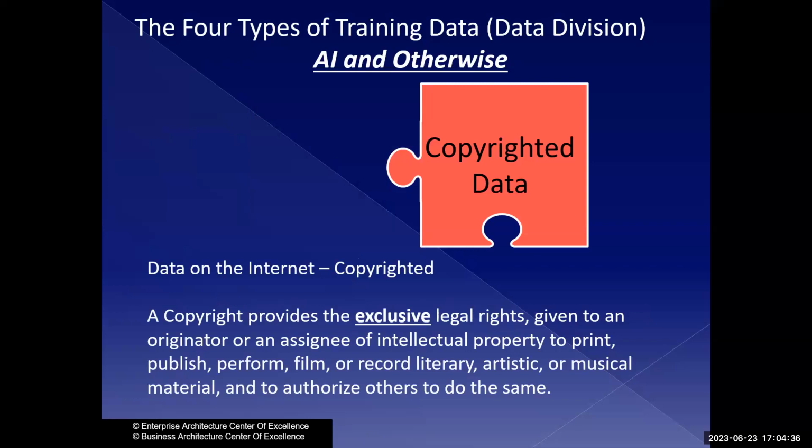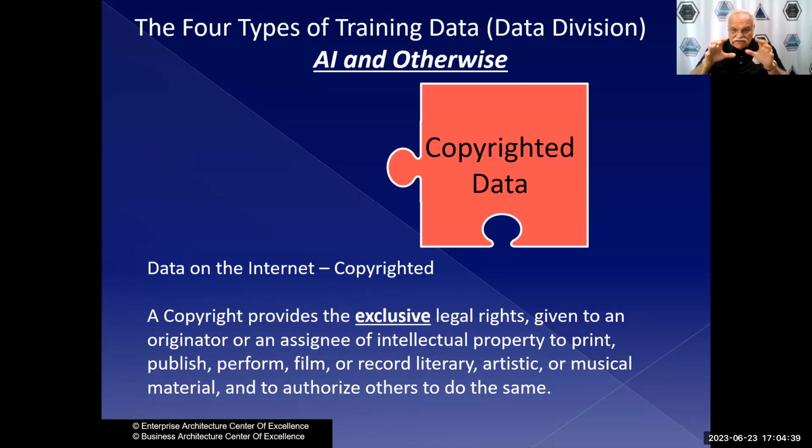is copyrighted data. And that's data that's also on the internet. And I want to explain what a copyright means if you don't know what that means. A copyright provides the exclusive legal right given to the originator or an assignee of intellectual property to print, publish, perform, film, or record literary, artistic, or musical material, and to authorize others to do the same.